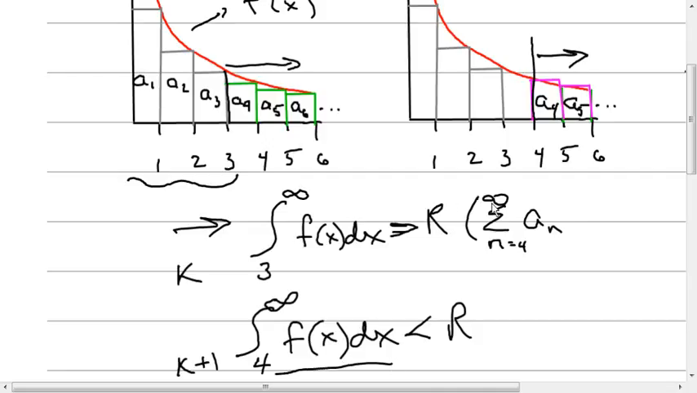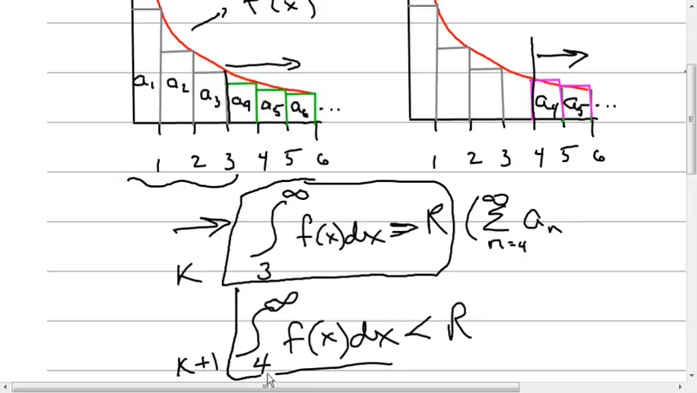Therefore, we created a sandwich. This value here is larger than the remainder. This value is smaller than the remainder. And from that we'll take our estimate, our partial sum, and then we'll know the range around it that our true value must fall into.